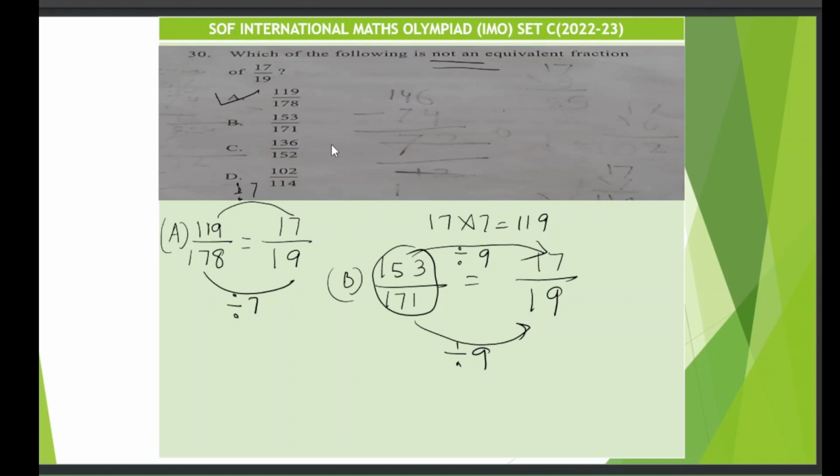You have to divide here by 6, both numerator and denominator, and you will reach 17 by 19 for option D. Similarly, here you have to divide by 8, both numerator and denominator, and you will reach 17 by 19. So option A, I'm just explaining for explanation, it's fine, but in the real exam, do not go for all this. Just check if option A is not an equivalent fraction, tick it and move to the next question. Okay.